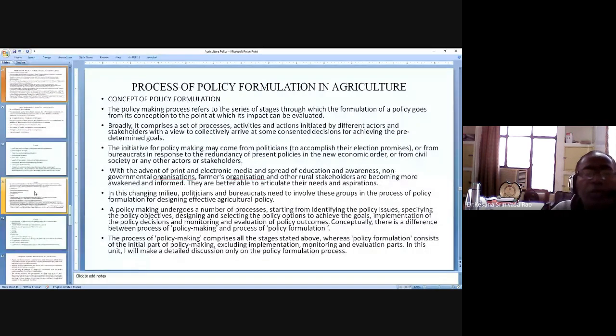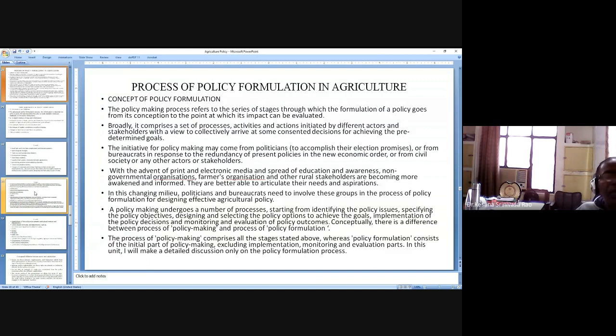Yes, the process of policy formulation in agriculture. This is the last component we can discuss from the agriculture policy point of view: the concept of policy formulation. The policy-making process refers to the series of stages through which a policy goes from its conception to the point at which its impact can be evaluated.